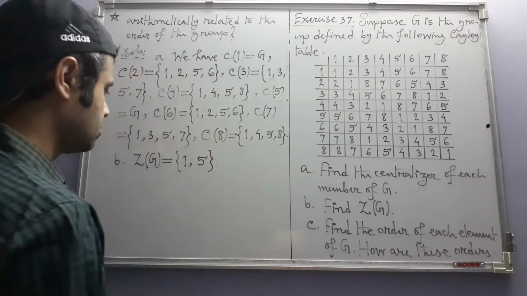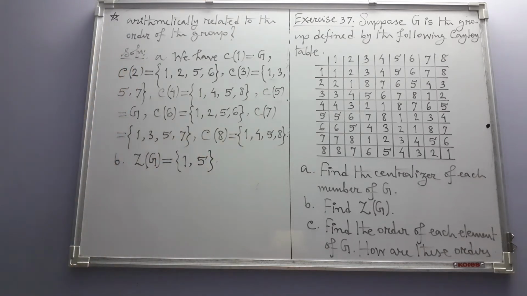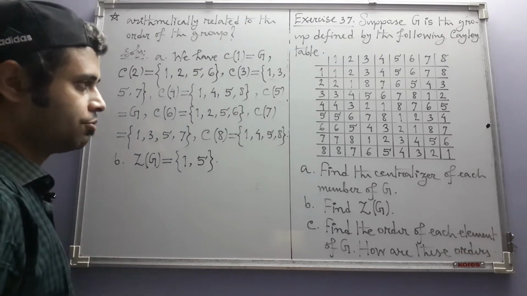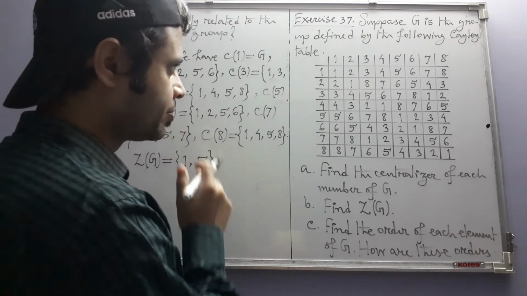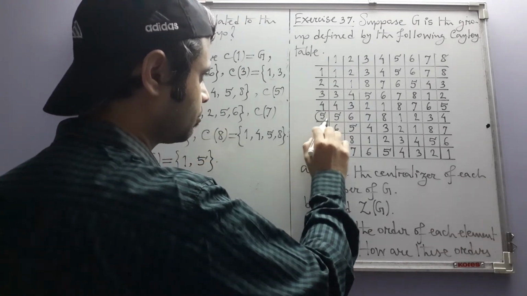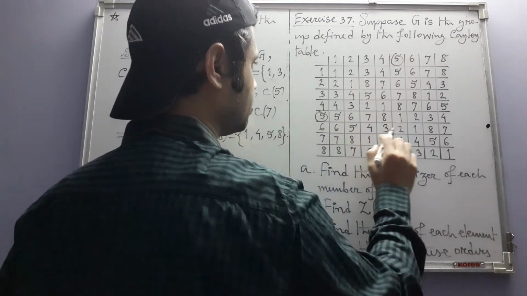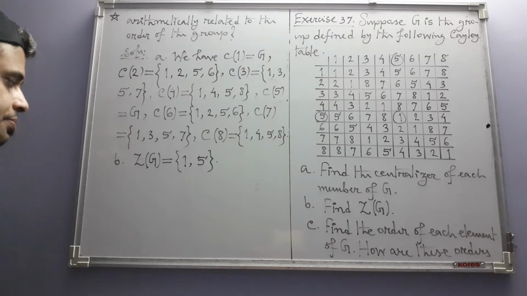So the center is this subgroup consisting of the two elements. To verify that this is actually a subgroup, you just have to see that 5 square is 1. Yes, indeed it is 1. 5 square is equal to 1.